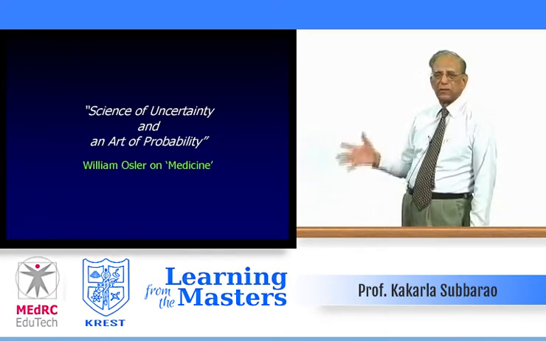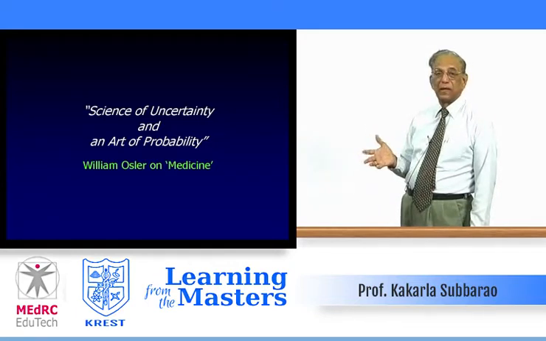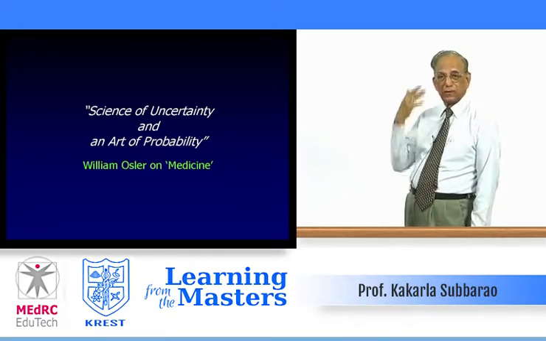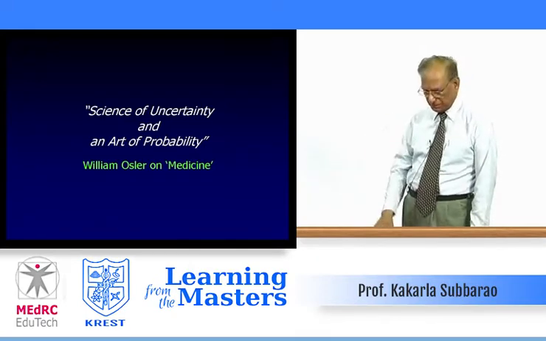Sir William Osler once said regarding medicine, it is a science of uncertainty. Although we call it scientific methods of diagnosis, sometimes it is uncertain. And an art of probability. You have to think of the differential diagnosis. Same thing in radiology also. Think of the several entities and come to a conclusion in order of priority.